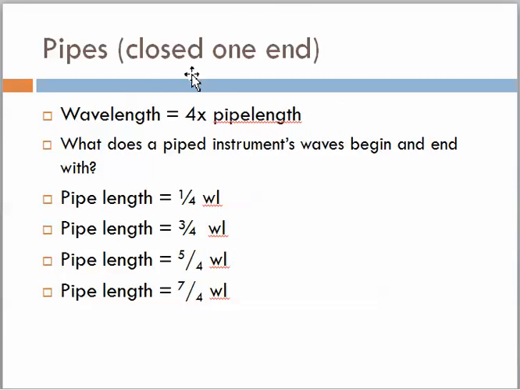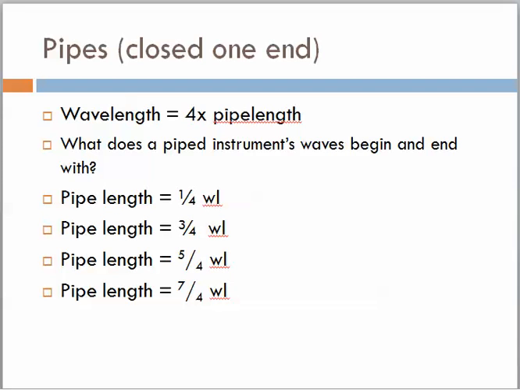Okay, pipes. Pipes that are closed on one end. Pipes that are open on both ends would be exactly the same, except they have to be antinodes on both sides instead of nodes. So they're going to follow the exact same format as strings if the pipes are open on both sides.